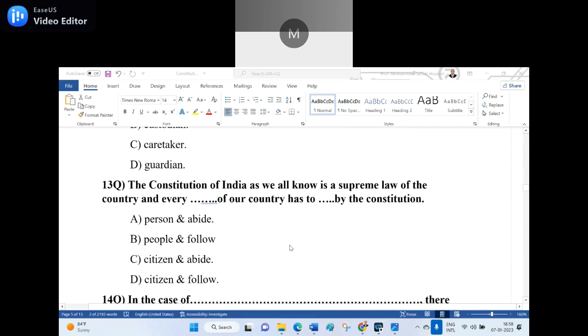Very good. 13th question. Anyone can unmute and read? The Constitution of India, as we all know, is the supreme law of the country, and every dash of our country has to dash by the Constitution. A, person and abide. B, people and follow. C, citizen and abide. D, citizen and follow. C is the right answer, sir. Citizen and abide is the right answer. That is the appropriate answer.